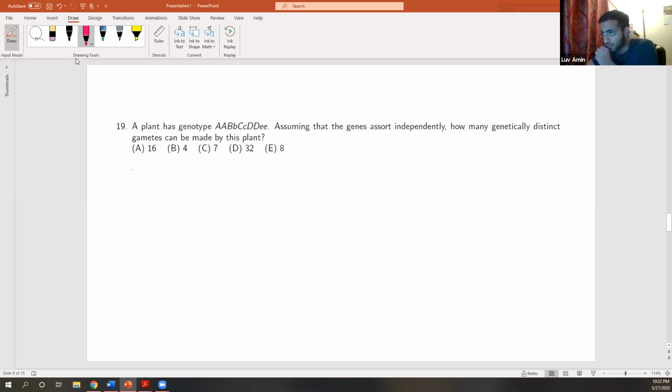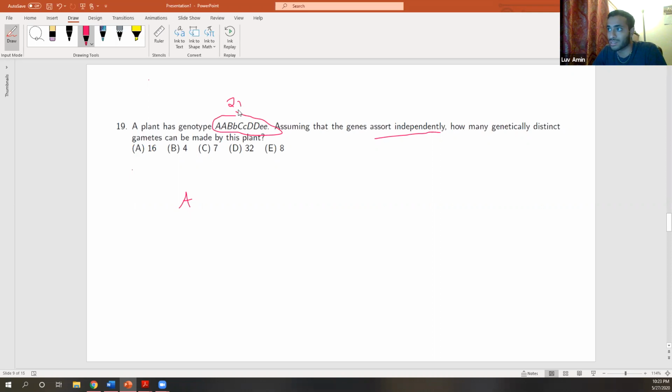All right, so 19 is asking us, a plant with the genotype given here assumes that the genes sort independently, all right? How many genetically distinct gametes can be made by this plant? Well, so we know that they'll sort independently, so each is its own combination. They all have an equal chance of making that combination, right? So we know that AAA, either way, you're gonna end up with an A, all right? B or little b, well, that's 2 possibilities right there, right? You can have a big B and little b, so that can be combined with either a big C or a little c.